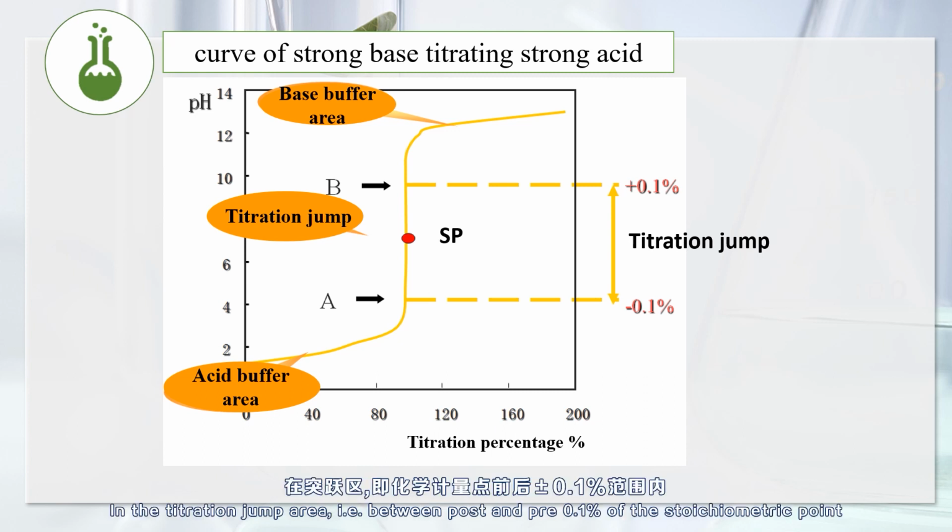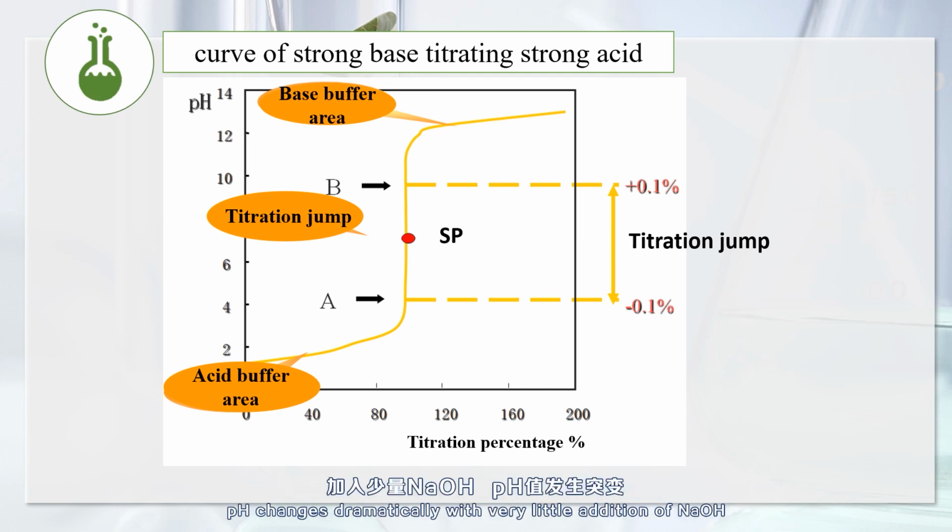In the titration jump area, that is, between post and pre 0.1% of the stoichiometric point, pH changes dramatically with very little addition of sodium hydroxide, which is called titration jump.